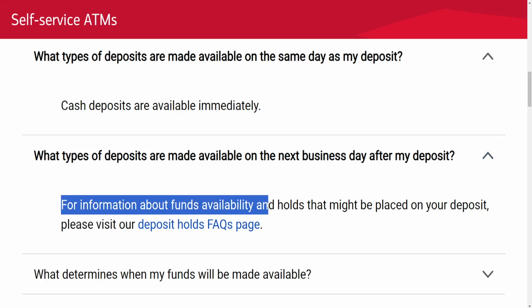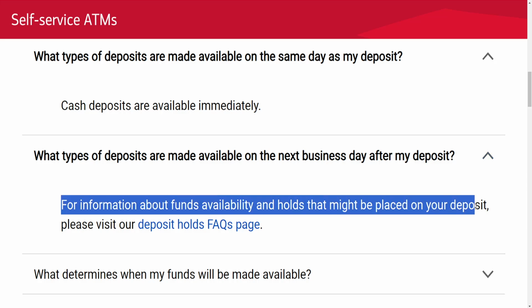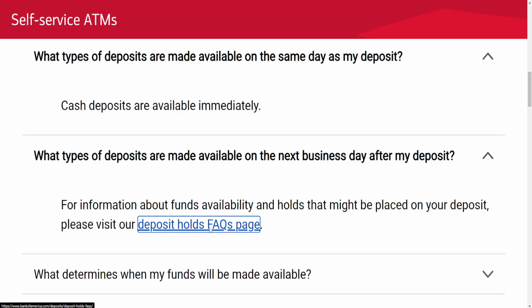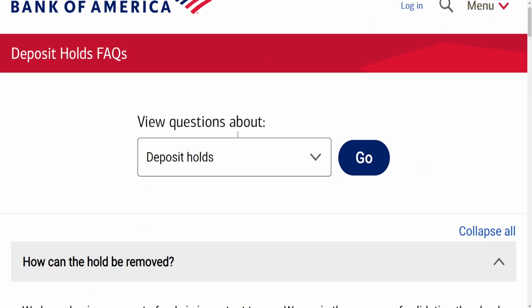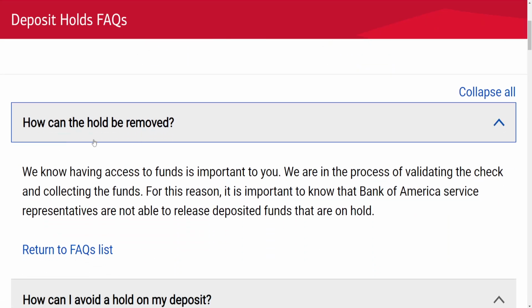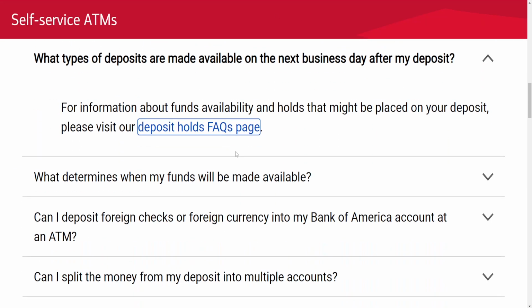Now, what type of deposits are made available on the next business day after my deposit? For information about funds availability and holds that might be placed on your deposit, you'll need to visit the deposit holds frequently asked questions page. So here is the page, so you can read all of this right here.